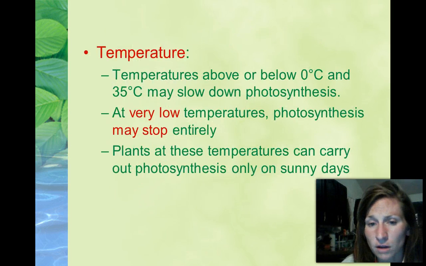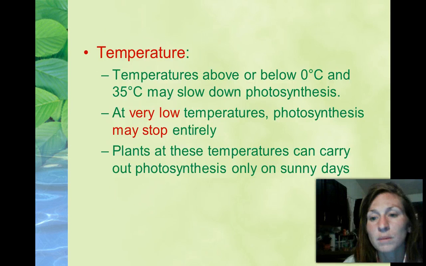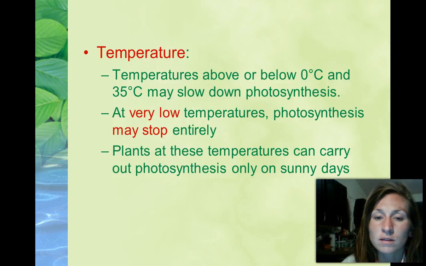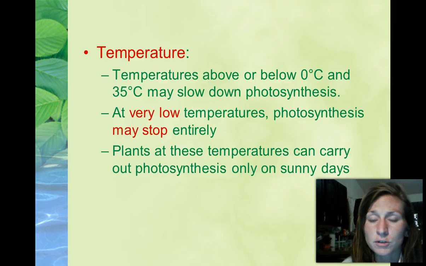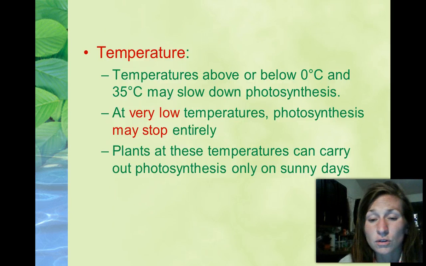Now, temperature is also a big factor. Temperatures above or below 0 degrees Celsius and 35 degrees Celsius may slow down photosynthesis. Remember, 0 degrees Celsius is the freezing point. 35 degrees Celsius is well above room temperature, which would be like 70 to 75 degrees for us. So at very low temperatures, photosynthesis could stop entirely. And plants at these temperatures can carry out photosynthesis, but only on sunny days.